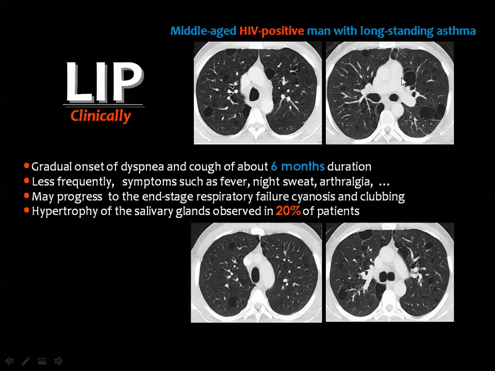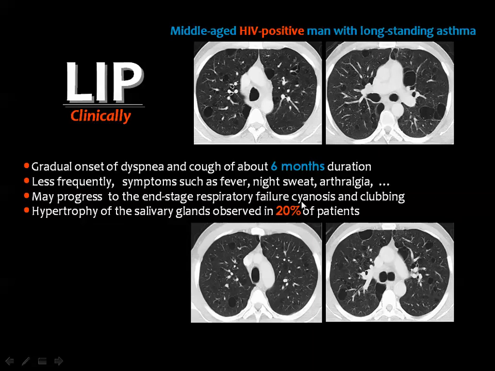The wall of the cyst is more or less thin. The cysts are variable in size, and the lung parenchyma in between is almost normal. And patients may complain of gradual onset of dyspnea and cough for about 6 months duration. Sometimes they complain of fever, night sweats, and arthralgia, and the disease may progress to respiratory failure.